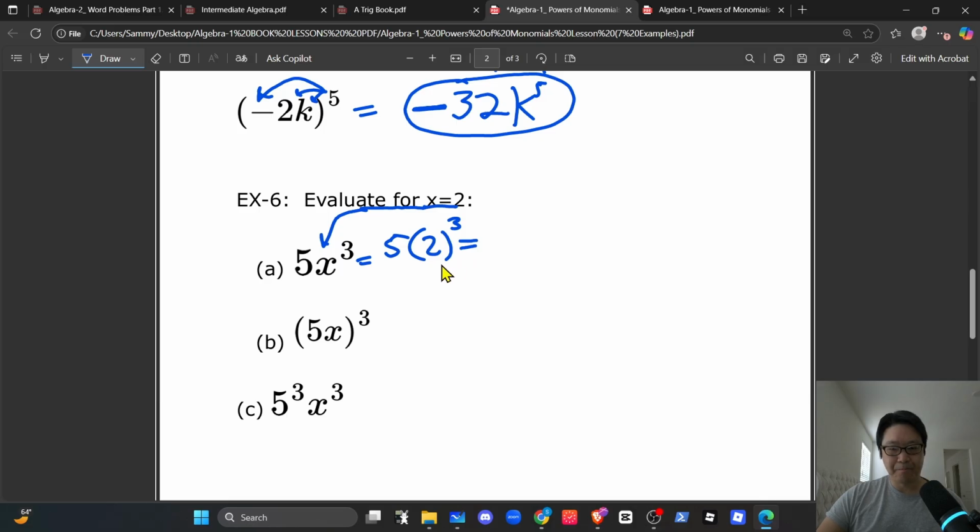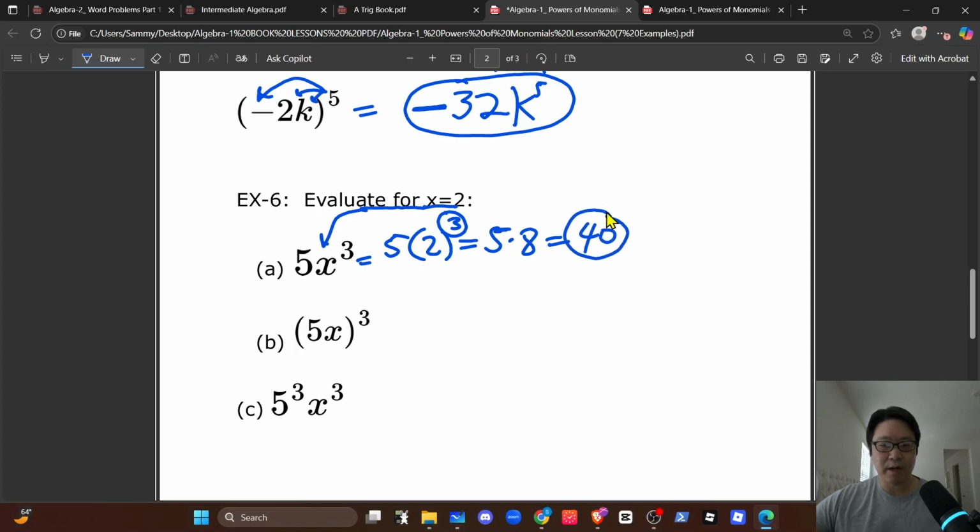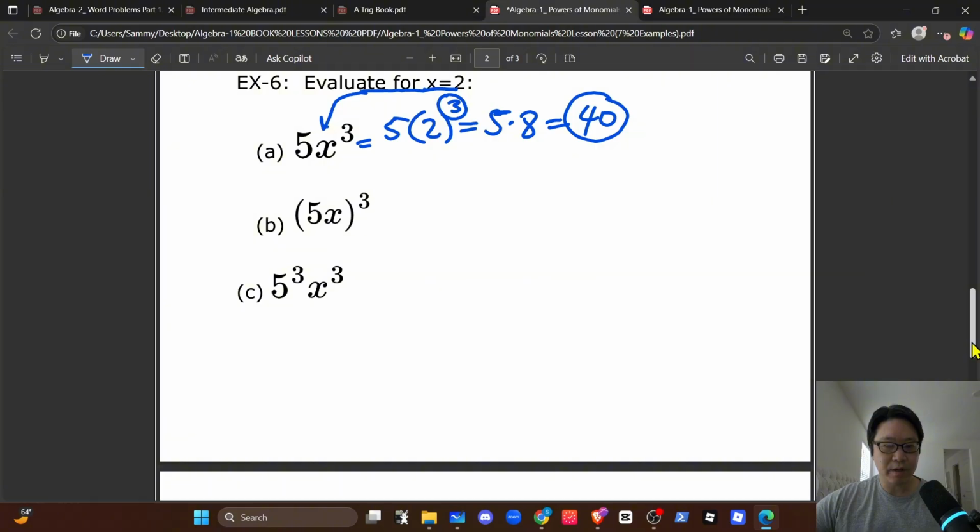All right. So this is going to be 5 times 2 to the third power. Make sure you also remember your order of operations, PEMDAS. So you have to work on this first. 2 raised to the power of 3 is 8. So 5 times 8 is going to give you 40. And that's our answer. Okay, next one.